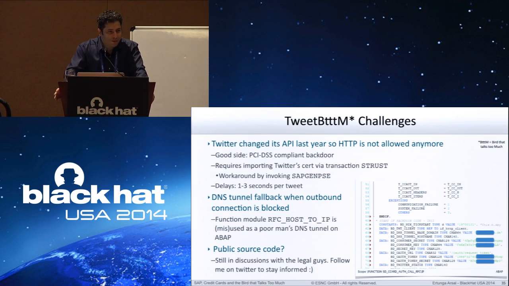And this is painful because you need to import the certificate of the Twitter. So there are some workarounds to do that. For an unknown reason, there is around 1 to 3 seconds delay per tweet. And if something doesn't work, still there is the beautiful RFC host to IP function in SAP, which you can use for generating a DNS tunnel.